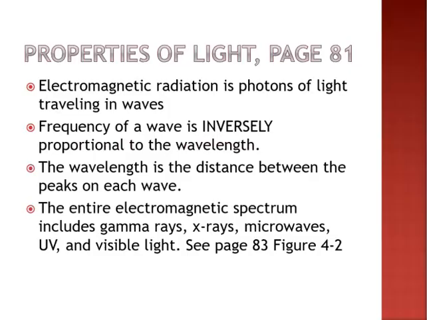So now let's remind ourselves of some properties of light when we're talking about spectrophotometry. Electromagnetic radiation is photons of light traveling in waves. The frequency of a wave is inversely proportional to the wavelength. The wavelength is the distance between peaks in each wave. The entire electromagnetic spectrum includes things like gamma rays, X-rays, microwaves, UVs, and also visible light. And remember, when we're talking about visible light, we're talking about Roy G. Biv. So, red, orange, yellow, green, blue, and violet.